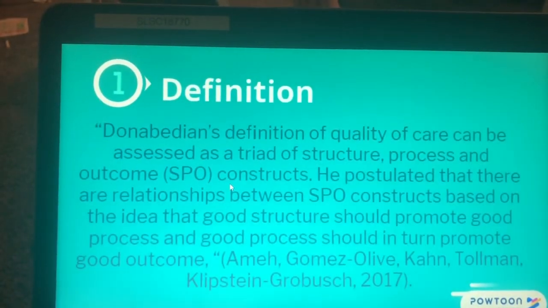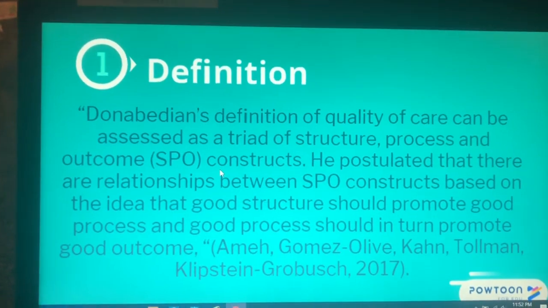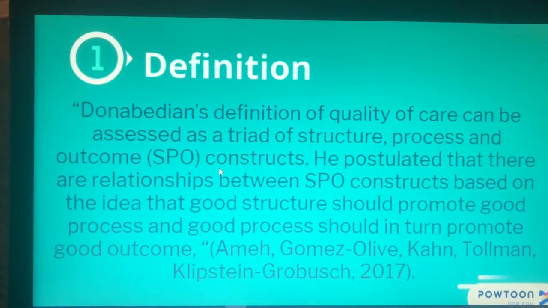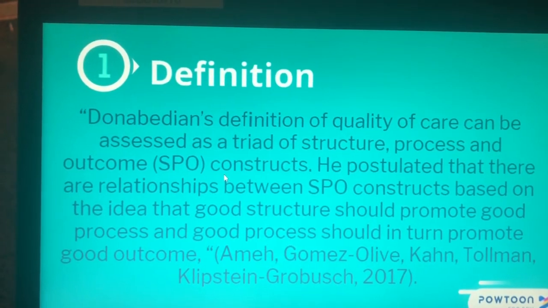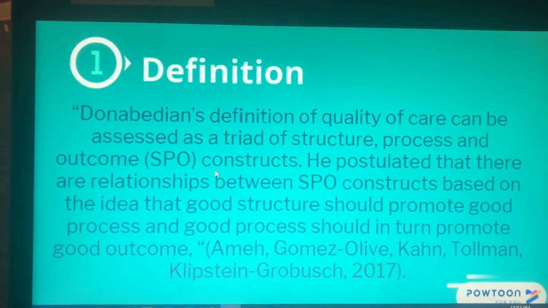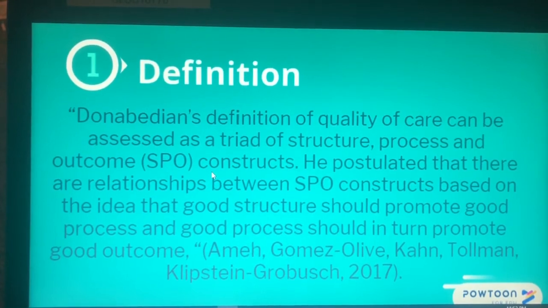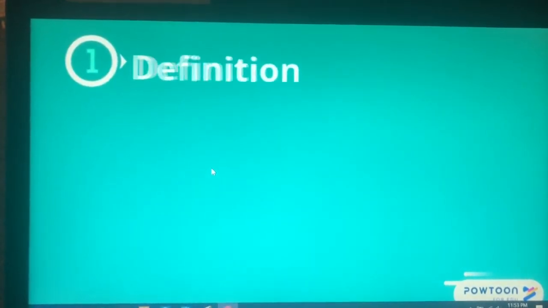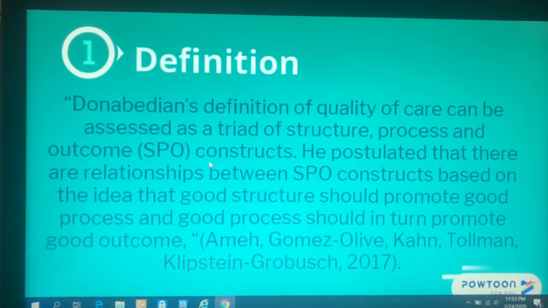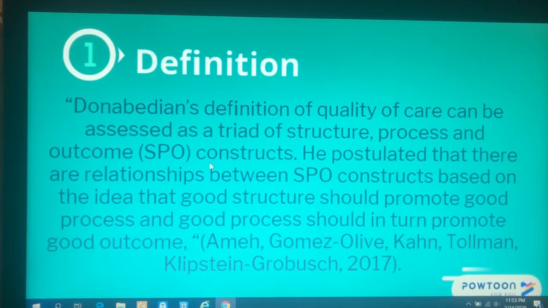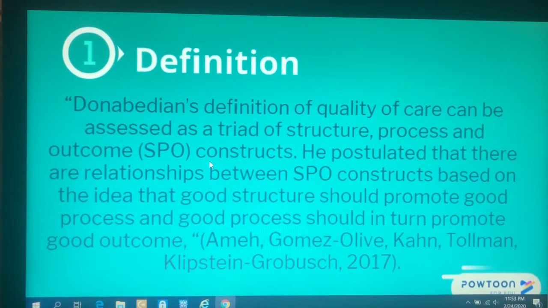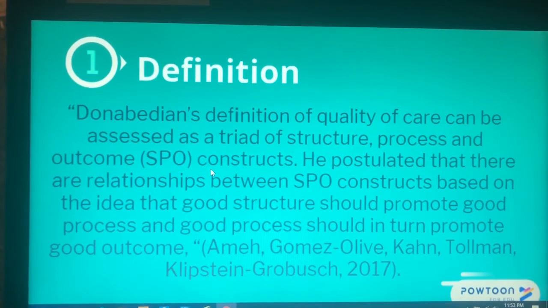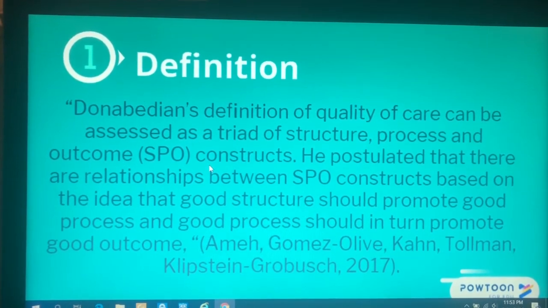Donabedian came up with the theory related to quality of care and how to change different aspects when there is a problem. He looks at a triad of structure, process, and outcomes. By using structure, process, and outcome, he has been able to find the relationship between all three and how you can alter them in order to find the best quality and best care for our patients.